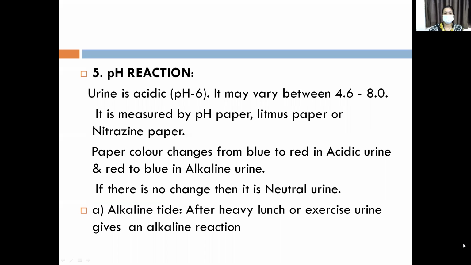So remember appearance, color, quantity, odor. Then pH reaction and strength, remember that pH and specific gravity. Urine is usually slightly acidic. It may vary from 4.6 to 8. It is measured by pH paper, litmus paper, and nitrazine paper. Usually in labs we use litmus paper. Paper changes from blue to red in acidic urine and red to blue in alkaline urine. No change means neutral urine. After a heavy lunch or exercise, the urine gives an alkaline reaction. That is called the alkaline tide.